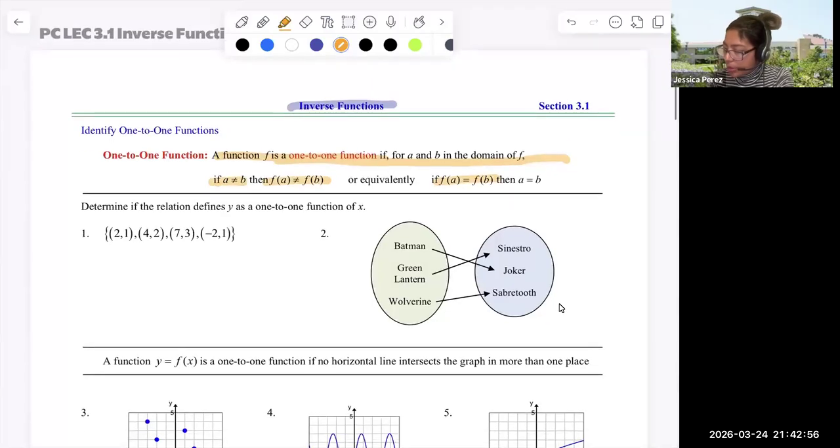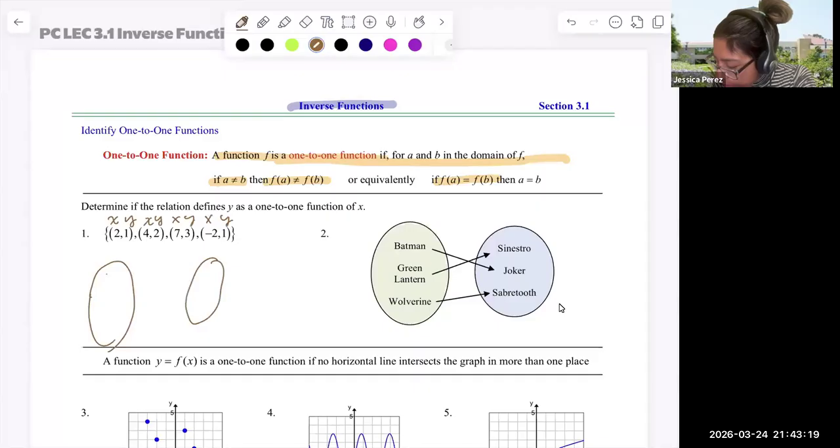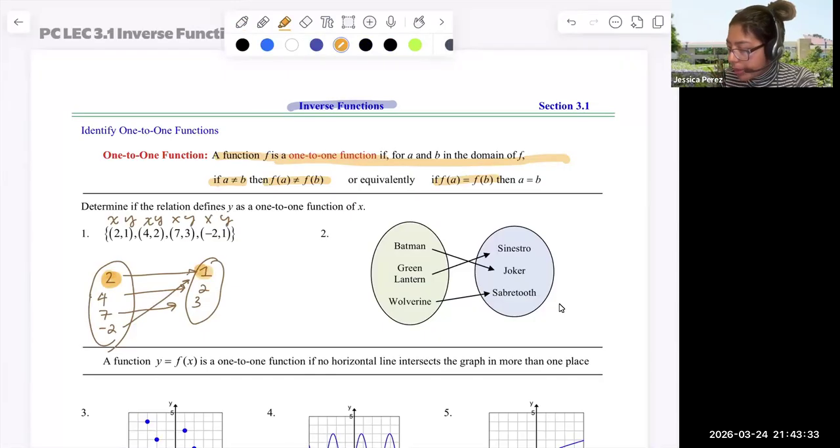So let's look at the first one. Determine if the relationship defines y as a one-to-one function. Every value of x has to have a different value. So if I list these as x and y, then 2 will go to 1, 4 will go to 2, 7 will go to 3, and then -2 will go to 1. But wait a second, we already said that 2 goes to 1. That means that it has to go back to 2, not to -2.